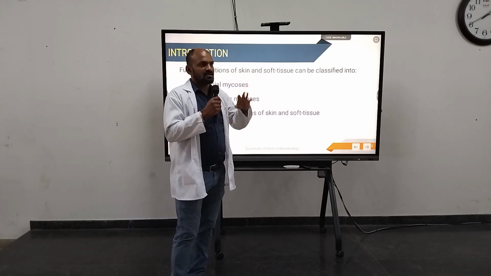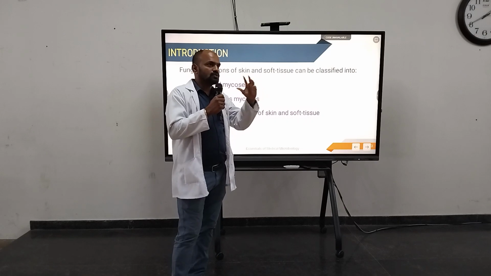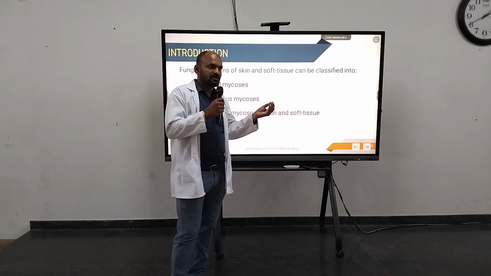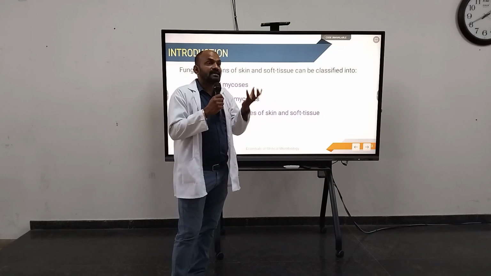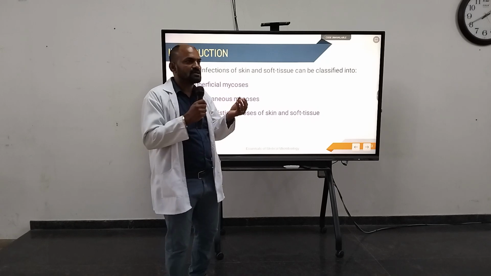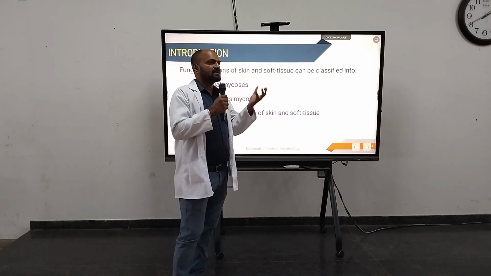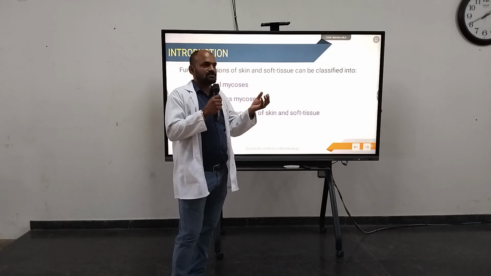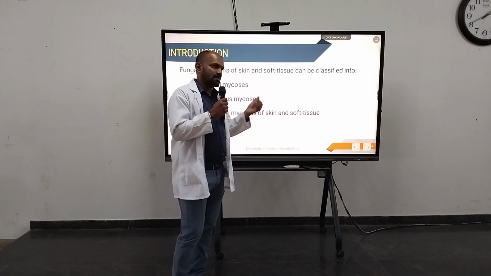The final one is the dimorphic fungi, which are classified based on structure and produce two types of colonies. If you incubate dimorphic fungi at 37 degrees Celsius, they produce yeast type of colonies. If you incubate at 25 degrees Celsius, they produce mold group of colonies. Examples of dimorphic fungi are Penicillium marneffei and Histoplasma capsulatum.